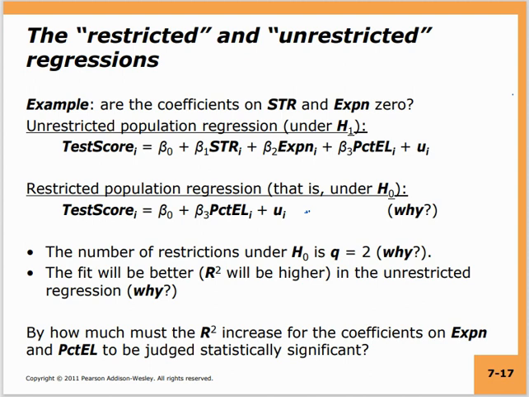Why will the fit be better in the unrestricted regression? As we have discussed before, as you add more and more variables, your R square always improves. We had talked about this when we introduced the idea of adjusted R square. So your R square always improves, but how much has your R square improved when you include the other variables?